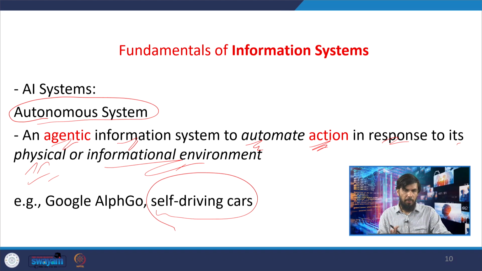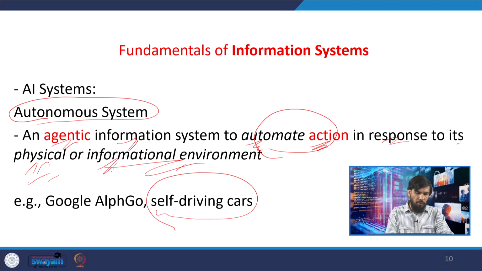So, the whole activity is happening in a physical environment, but it is an agent which is responding to the situation that is there in the traffic, on the highways, right. So, it is essentially automating an action in response to what is happening in its physical environment, which is being captured by sensors and other devices installed in the self-driving cars, right. So, this is an example of physical.